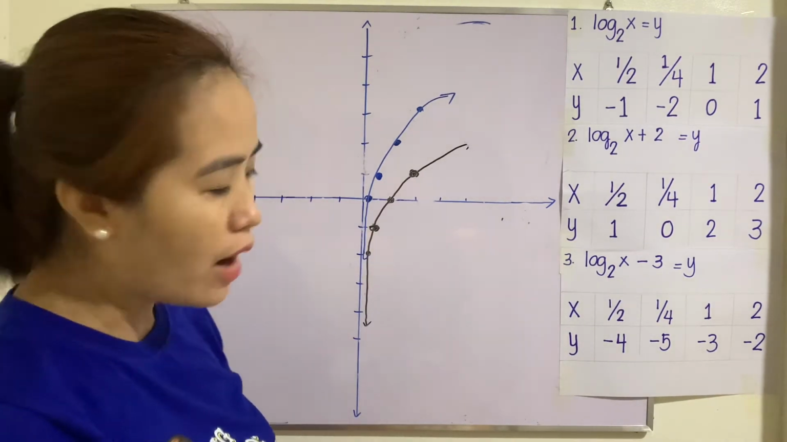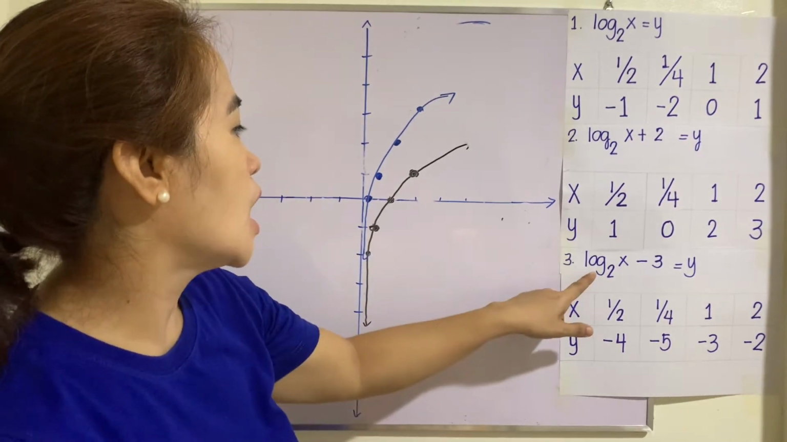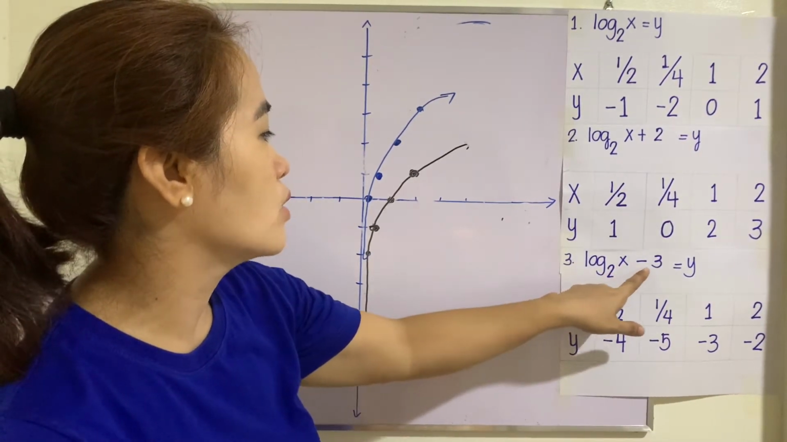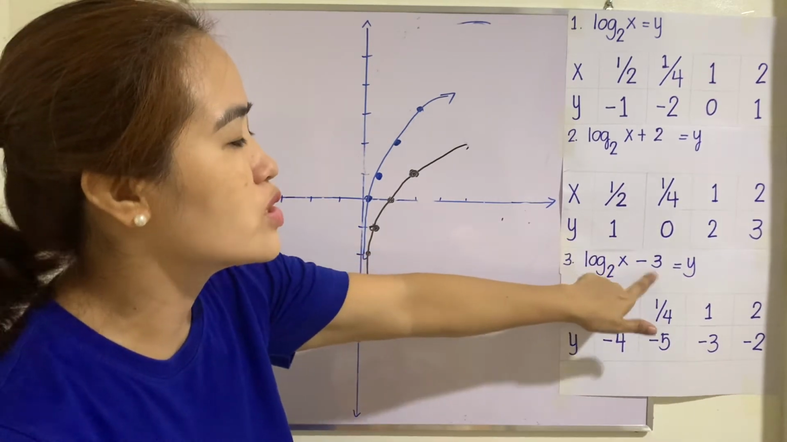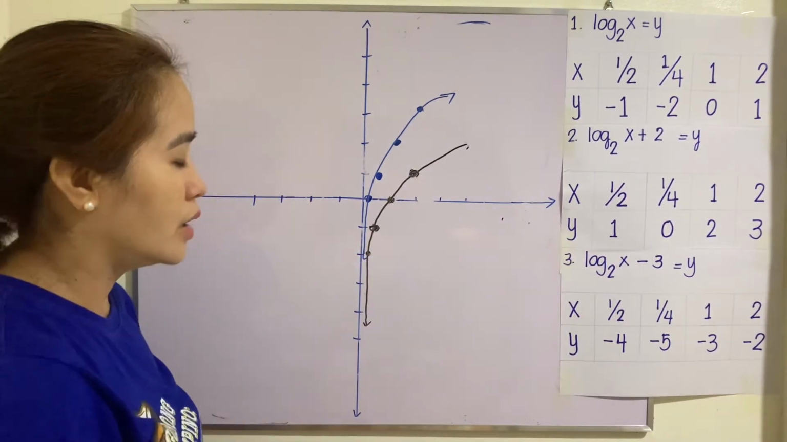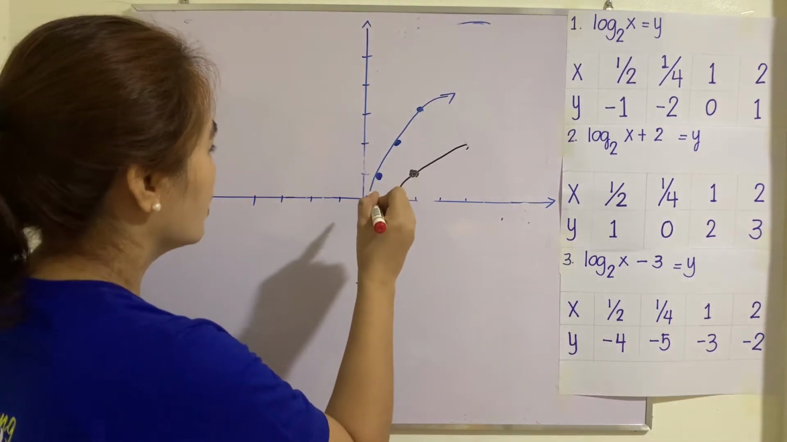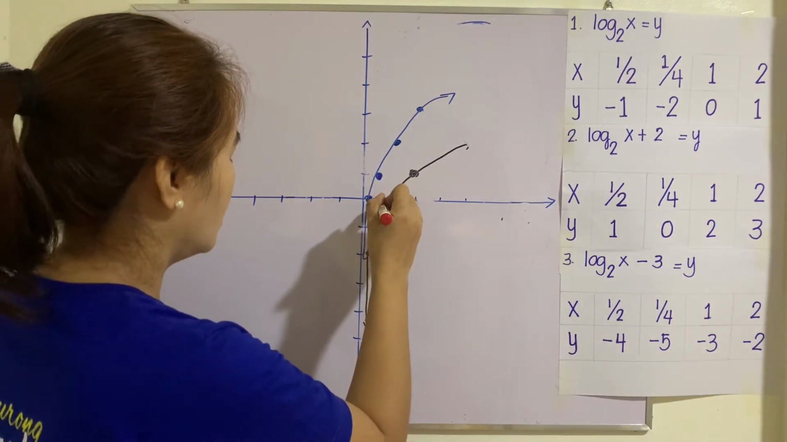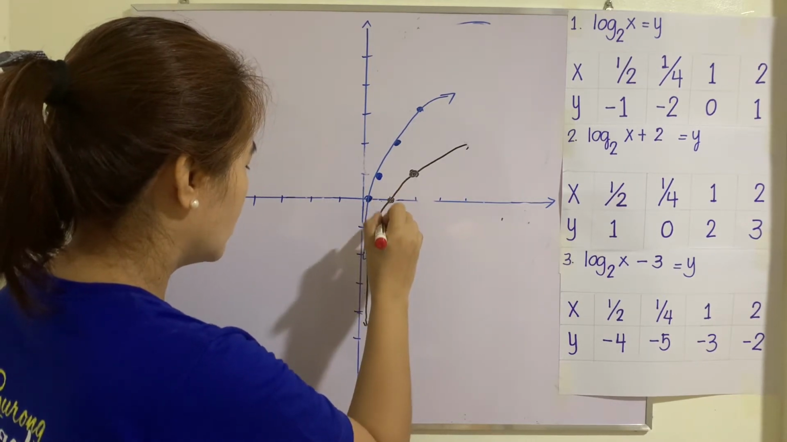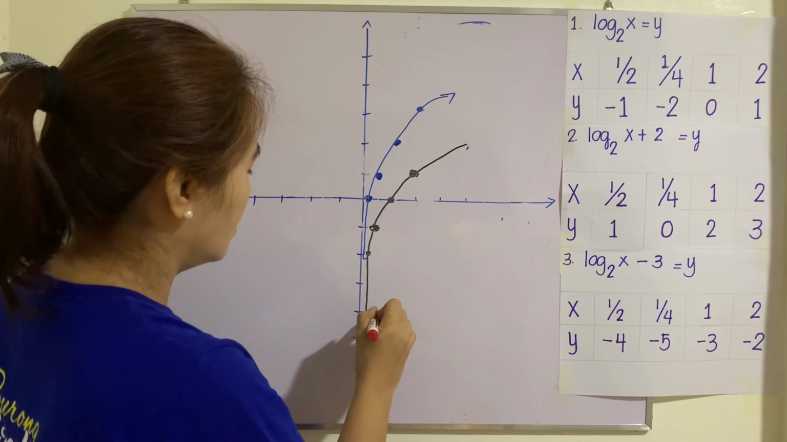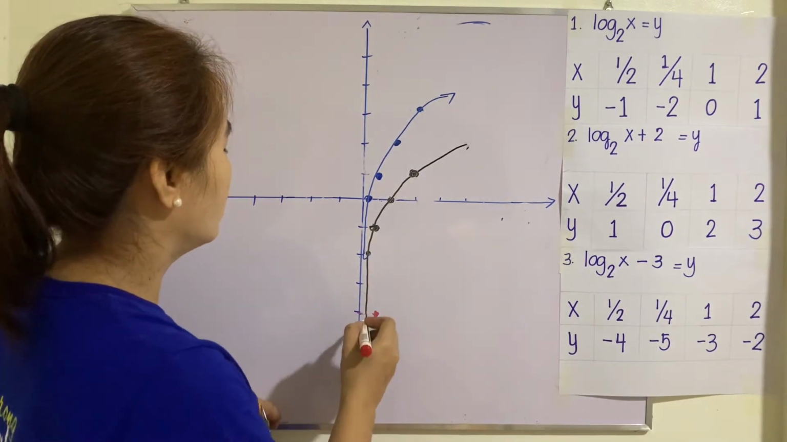Okay, let's graph the third one. The third one is log of x to the base 2 minus 3 is equal to y. Again, you have to evaluate this first before subtracting it by 3. So that is 1/2, negative 4. Where is 1/2, negative 4? 1, 2, 3, 4. And this is 1/2. Okay, it's here.